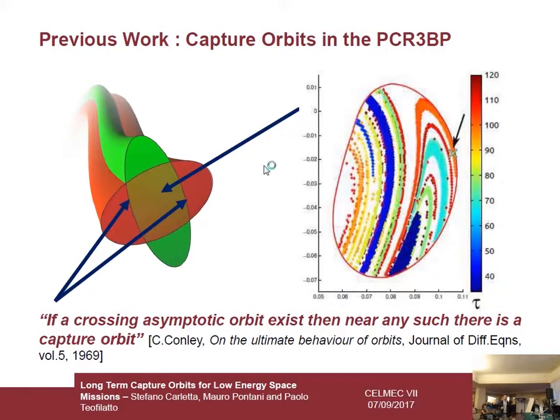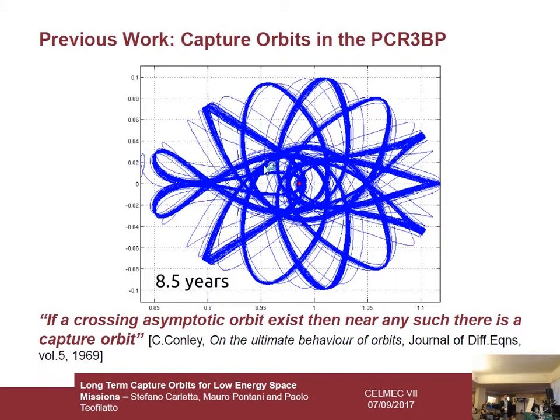Now, this theorem holds in the 2D. It was developed in the planar case of the three-body problem. We want to see if some extension to the 3D problem can exist. And this is in particular a planar long-term capture orbit, lasting 8.5 years, for the Earth-Moon system.